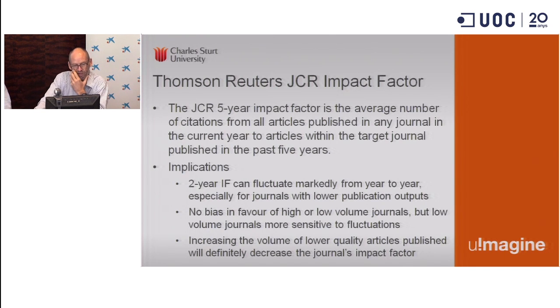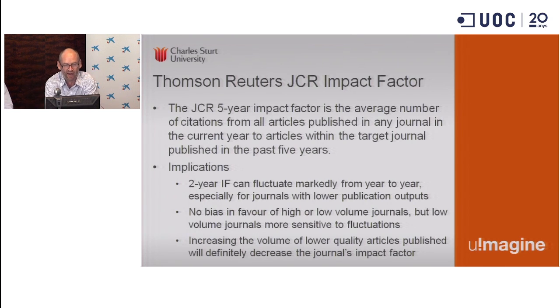So I wanted to just explain in a little bit more detail one of these measures, just to give a better understanding of how they work and the kinds of drilling down that you might do as a journal editor or as a discerning author. So I'm going to look at the Thomson Reuters impact factor.